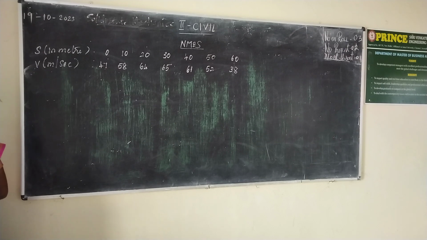So here it is not a direct question, no? You have to think properly to solve this one. So what is given for you? Data, what is given? You are given the distance and the velocity. Okay, what you are supposed to find? Estimate the time taken to travel 60 meters. The time taken to travel for 60 meters.